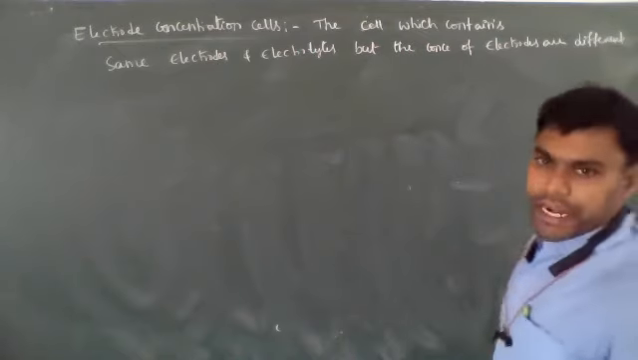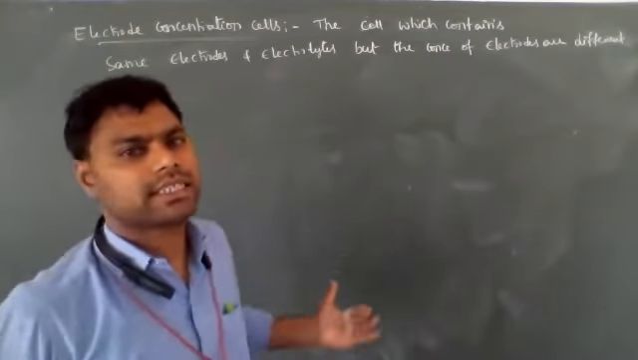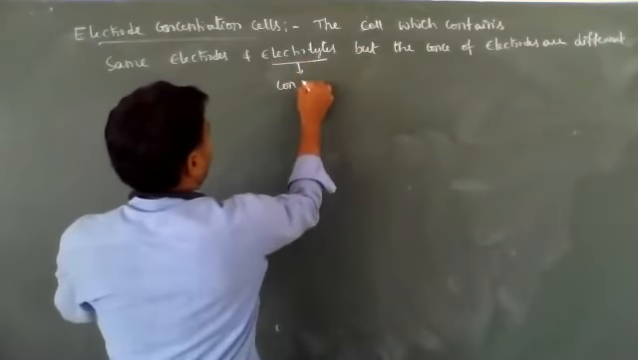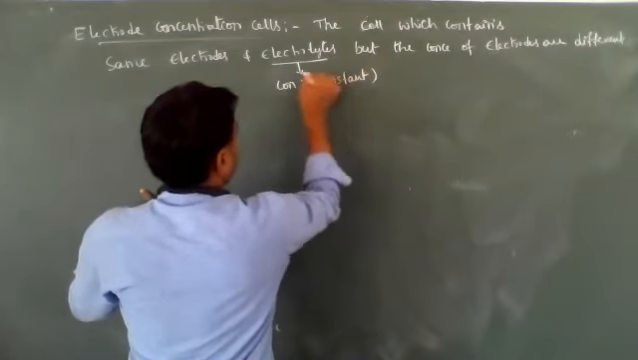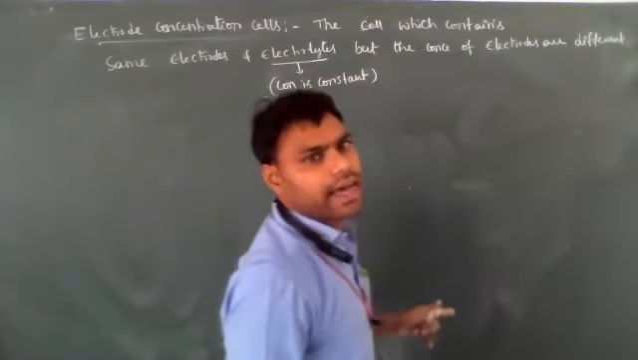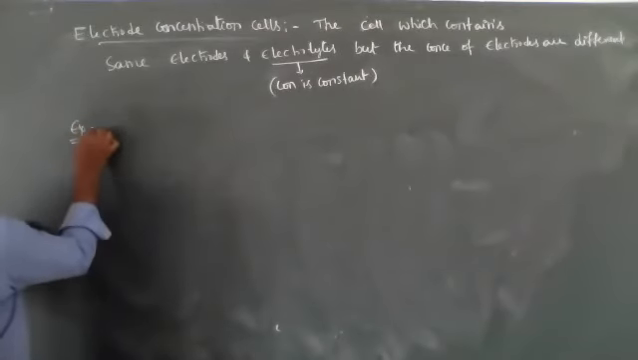The concentration of electrodes are different, but electrolytes are same. The electrolyte concentration is same, so here the electrolyte concentration is constant, but electrode concentration is different. This type of cells are called electrode concentration cells. Example, let's see.